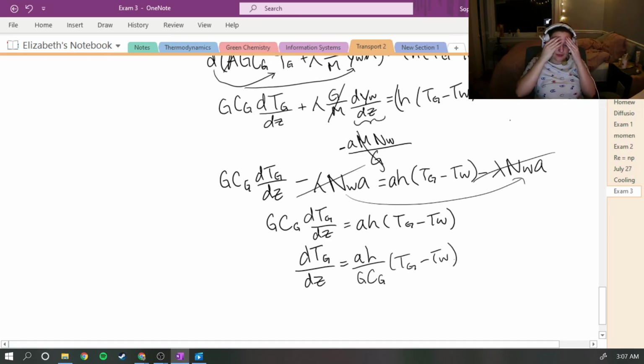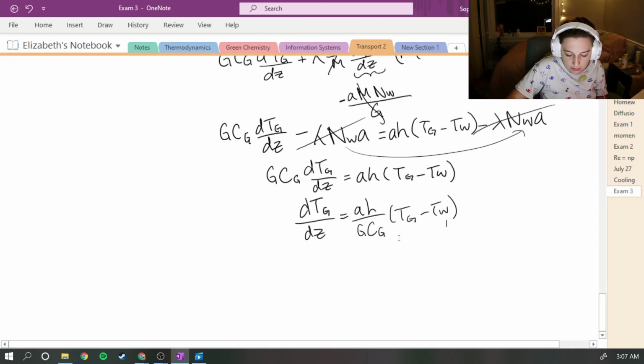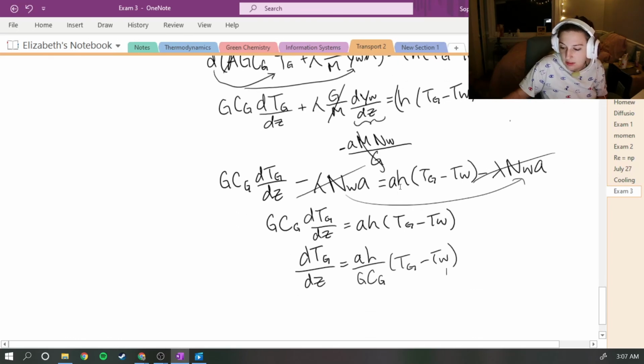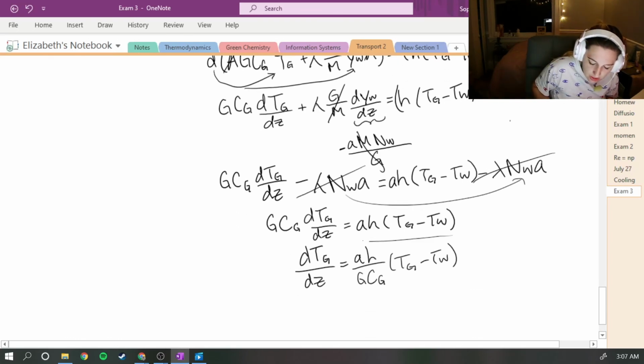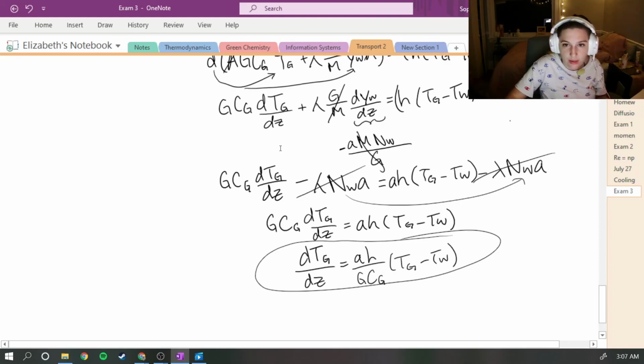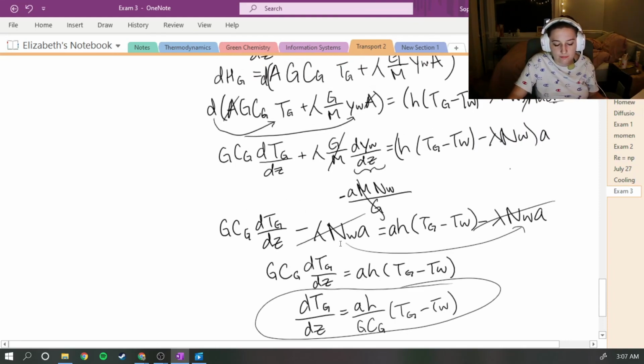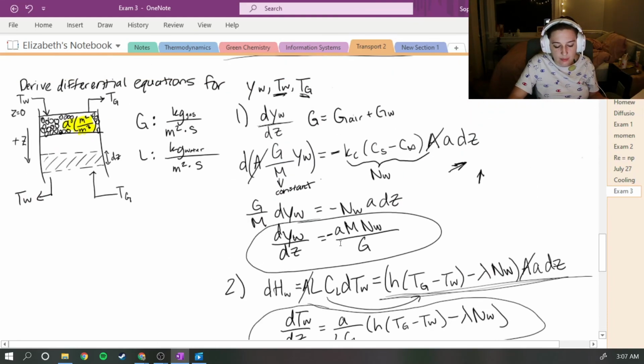Ooh, okay. I think I'm going to have to do the next part at a different time because it's getting really late, but I will get that done as soon as possible and we'll move on to the next part. But these are the three equations that we'll use to solve in the coding part of the next part.